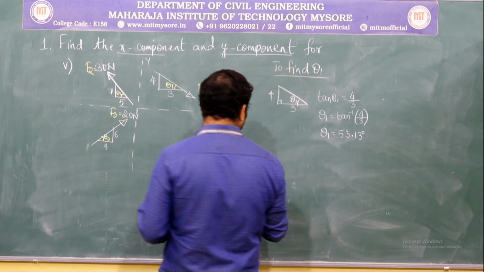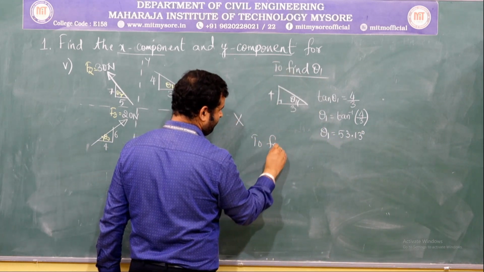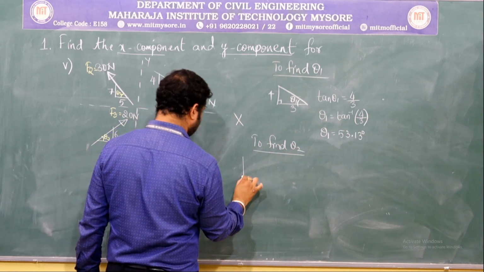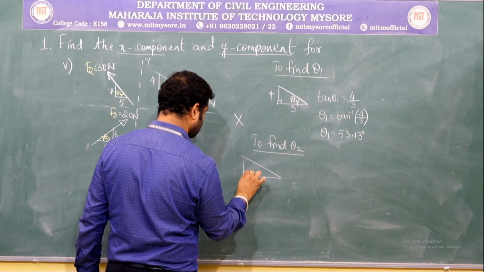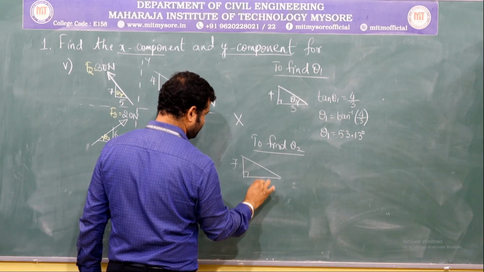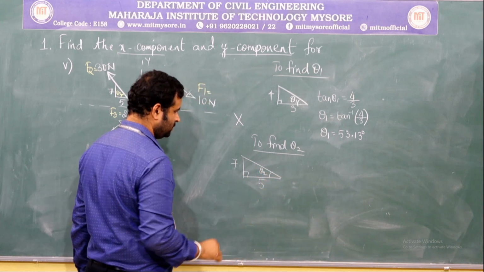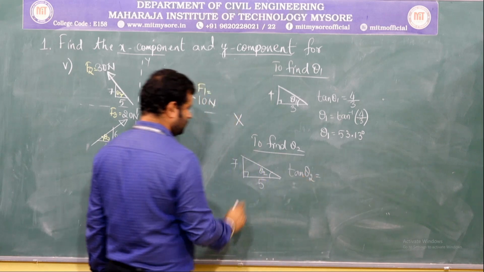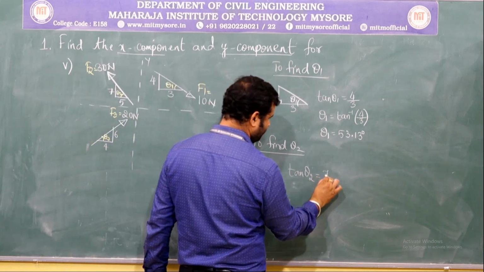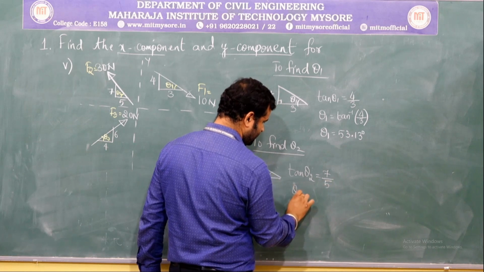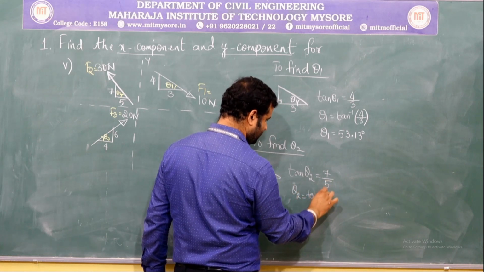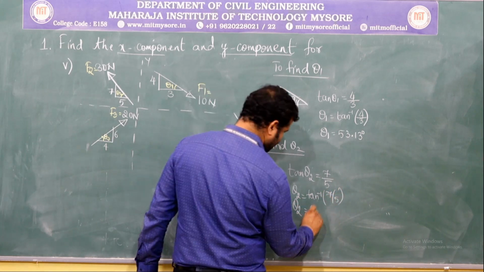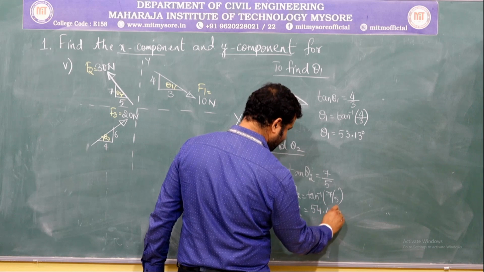Next, to find theta 2, let us consider the right angle triangle as shown. This is 7 units, 5 units, this is theta 2. So tan theta 2 is equal to opposite by adjacent, 7 by 5, or theta 2 is equal to tan inverse of 7 by 5, or theta 2 is equal to degrees.